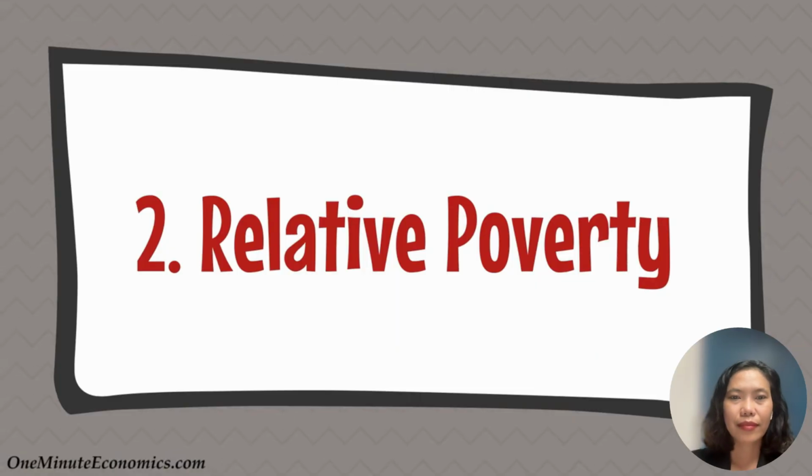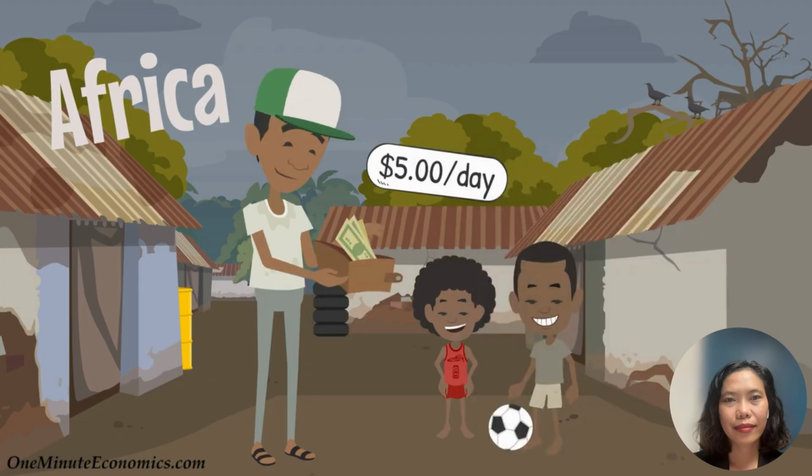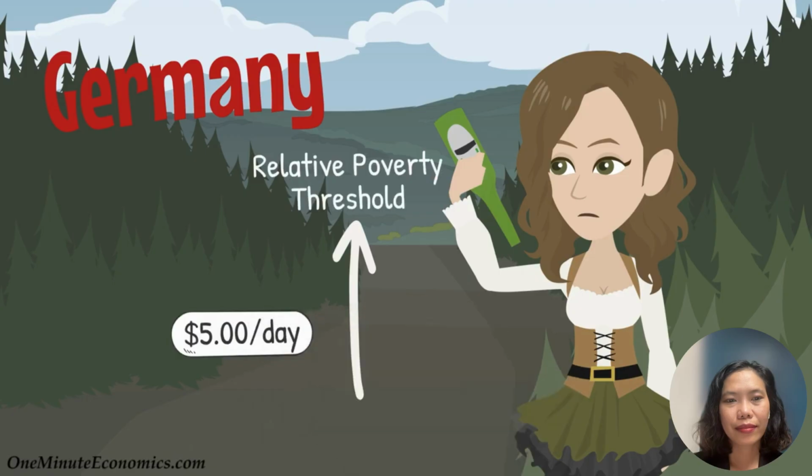2. Relative poverty, which is location dependent and basically describes a state of not being able to afford your basic needs when it comes to your location. For example, someone earning $5 per day might afford the basics, including a place to live in many African countries, but not in Germany. So the relative poverty threshold is higher in Germany.